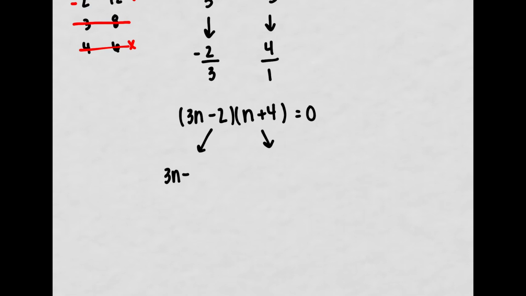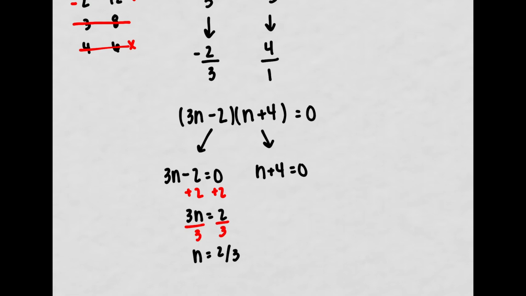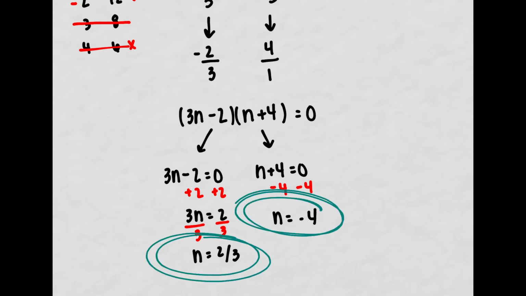So then I'm going to take each factor and set it equal to 0. So 3n minus 2 equals 0, n plus 4 equals 0, and we're going to continue on the process we did before. For the one on the left, I'm going to add 2 to both sides, so I end up with 3n equals 2, and then I'm going to divide both sides by 3, so n is equal to 2/3. And then for the second one, I'm going to subtract 4 from both sides, so n is equal to negative 4. So these are my 2 answers, n equals negative 4, and n equals 2/3.